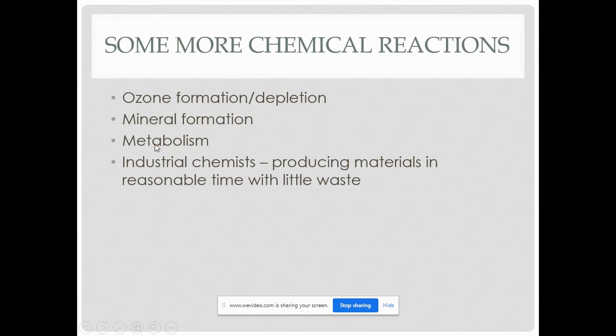Mineral formation, metabolism is a big one. Metabolism, every time you eat food and you're creating ATP and energy, that's a big chemical reaction there. So if your metabolism is really high, that means you're digesting your food really fast, and you are releasing energy really fast. Industrial chemists produce materials in reasonable time with little waste.